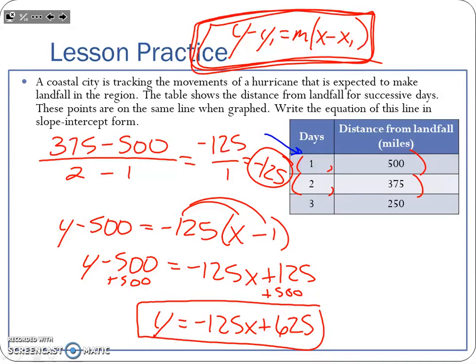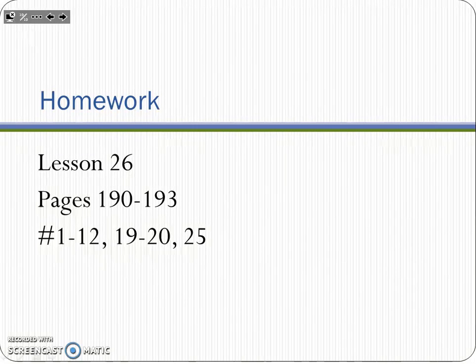Okay, you guys have homework. It's pages 190 through 193. It's just your set 6. We're going to do 1 through 12 all, 19 through 20. I believe on 19 you don't need to do part C, and I think 25 tells you you need a graphing calculator. You don't need a graphing calculator. So good luck, and I'll see you later.